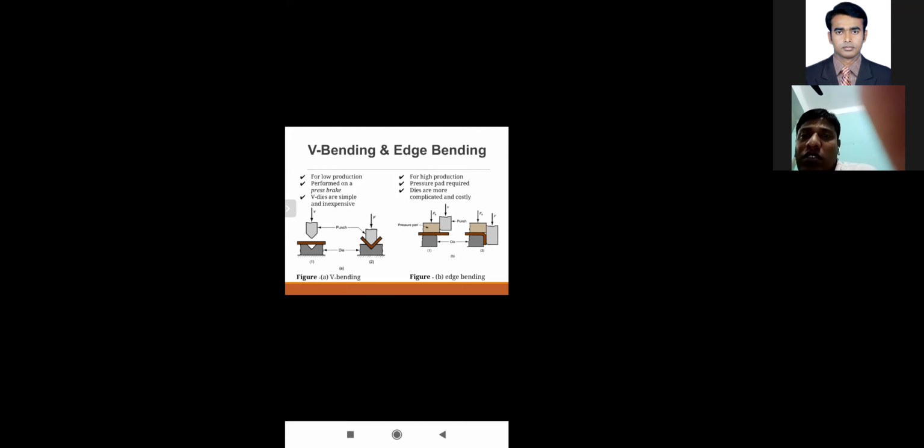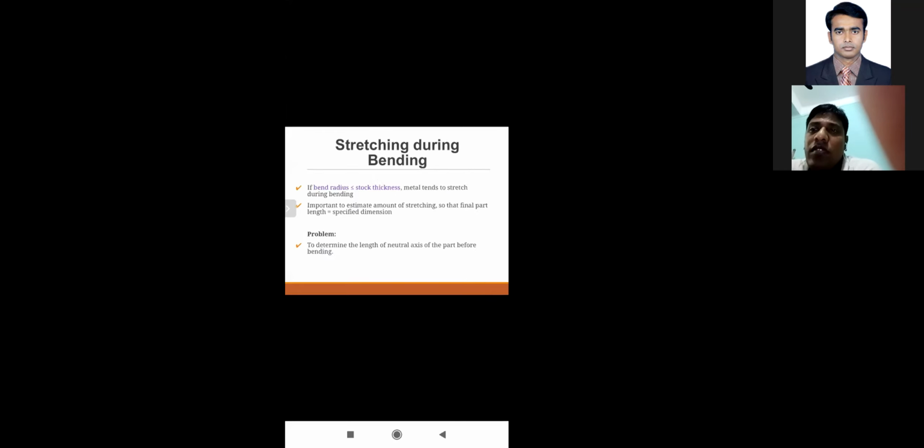There are some advantages for V bending: it is for low production or performed on a press brake. V dies are simple and inexpensive. Edge bending is for high production, and a pressure pad is required; dies are more complicated and costly. If the bend radius is less than stock thickness, there will be a stretch during bending.